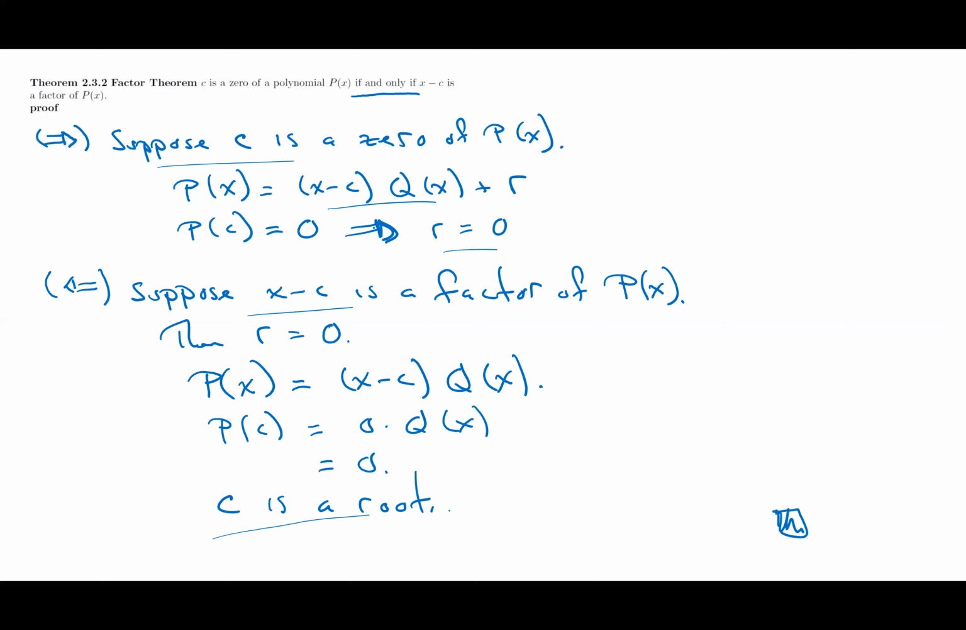Okay? I mean, after all, a remainder of 0, right? I guess I should add this just to be thorough. That tells me that x minus c is a factor. Okay? So there we go.